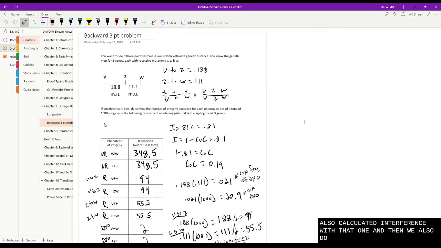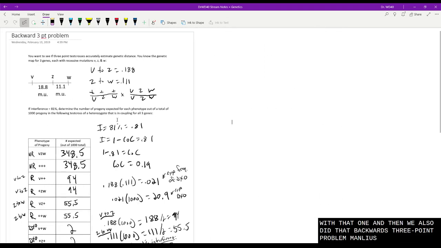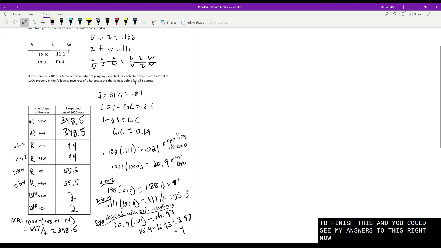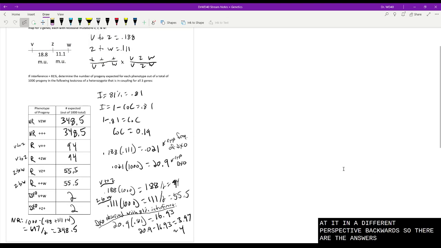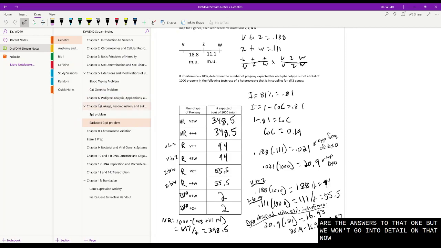And then we also did that backwards three-point problem, mainly just in case you didn't get a chance to finish this, and you could see my answers to this right now. So this one, we worked backwards. If given this, we won't have to do this on the exam. But again, this was a way to check your work and make sure we understand what we're doing, because it allowed us to look at it from a different perspective, backwards. So there are the answers to that one. But we won't go into detail on that now. All right, so that's linkage.